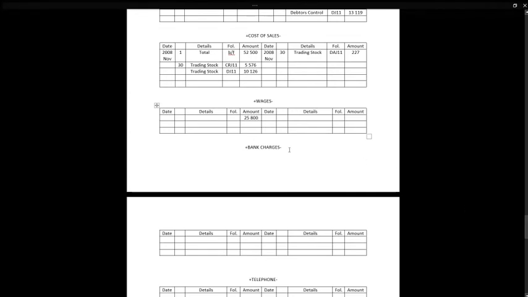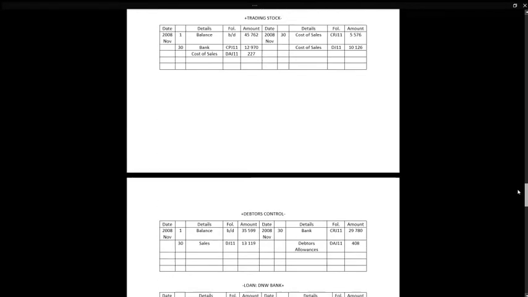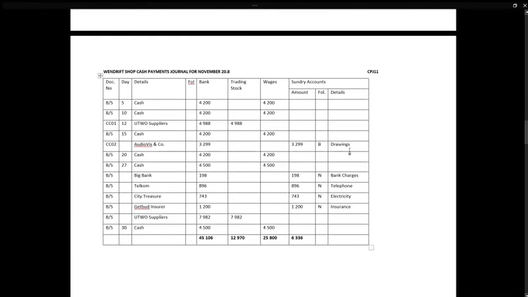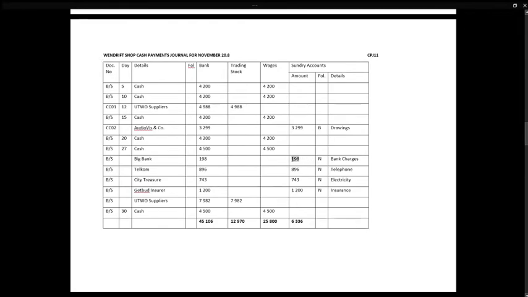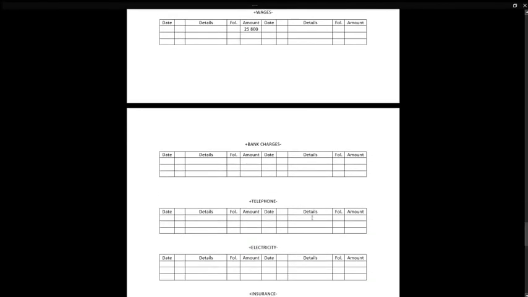Right, so next one will be bank charges. Let's just put this on a new page. Right, so bank charges. We paid a total of bank charges of 198 Rand. Let's go and put that into my expense account. Bank charges, 198 Rand. I got that information from my cash payment journal 11. My details will be the bank account, and this took place on the 27th. You need to use the exact date because it's not a total of a column. 2008 and November.